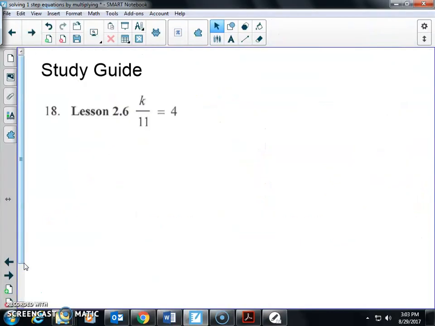So this one should be in your study guide. Go ahead, grab your study guide. Everybody work on this problem. Teacher, now would be a good time to pause the video, give everybody 2 or 3 minutes, and then go through this one together.